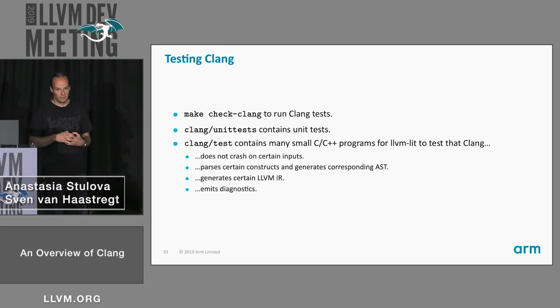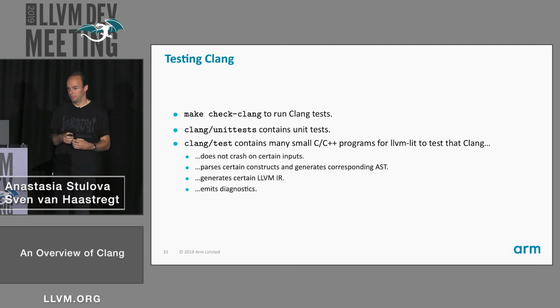Finally, a little bit about how you can test Clang. So once you've built Clang, you can run make check-clang, and it will run a whole bunch of Clang-specific tests. The tests are actually organized in two different sets. So we've got the Clang unit tests, which are just little unit tests that poke at specific functions inside the Clang source code to make sure that these functions continue to behave as they should.